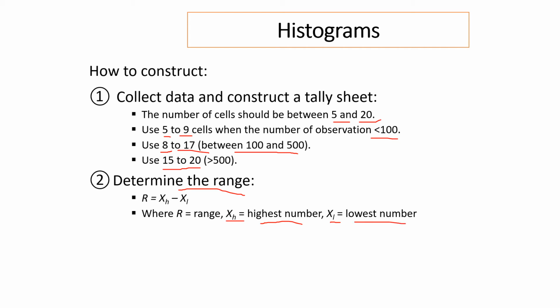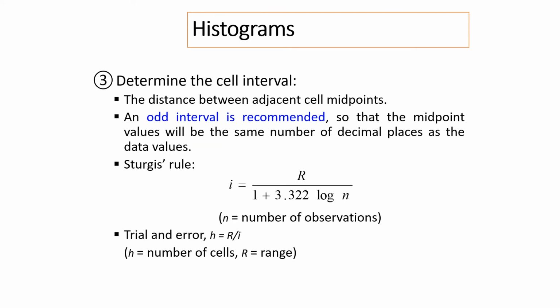So you need to subtract the lowest number from the highest number. And then we also need to calculate the cell interval, which is the size of the range. The distance between adjacent cell midpoints, the odd interval, is recommended so that the midpoint value will have the same number of decimal places as the data value. So these are the rules.